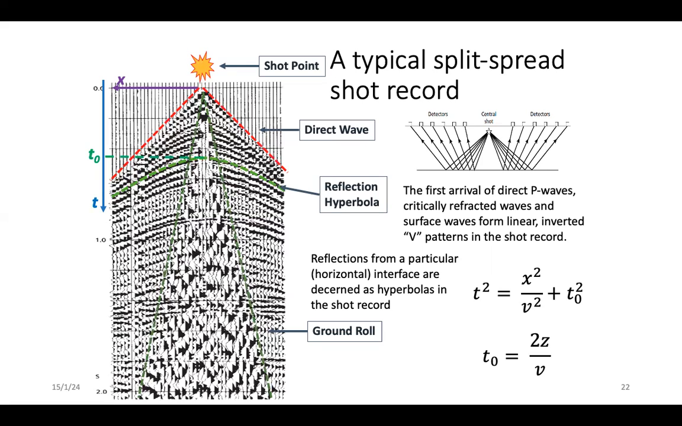So the relationship between the distance away of a geophone and the time it takes for it to get back is shown by that equation there. So effectively it's t0 equals 2 times the depth z over the velocity, more or less.